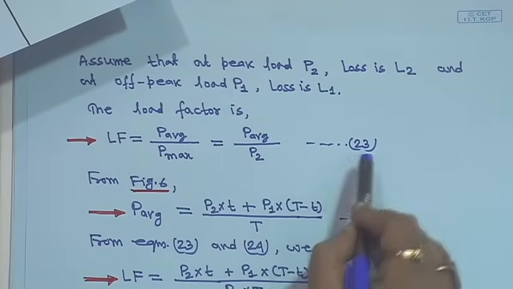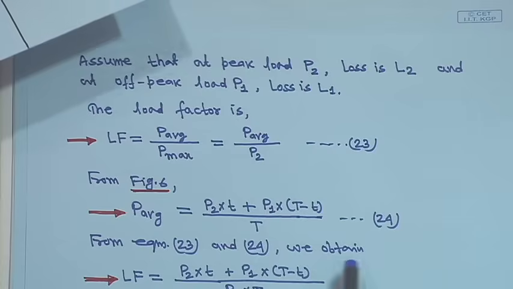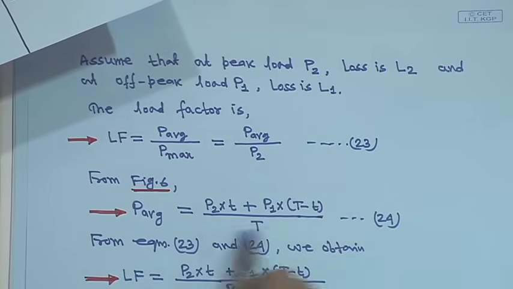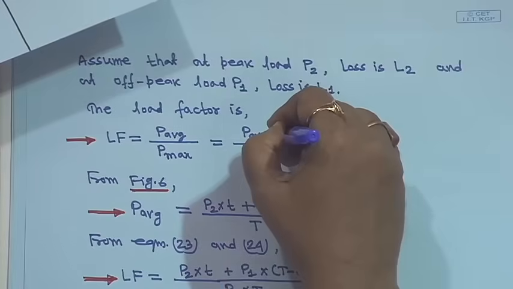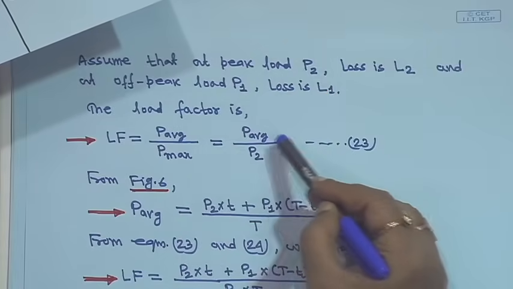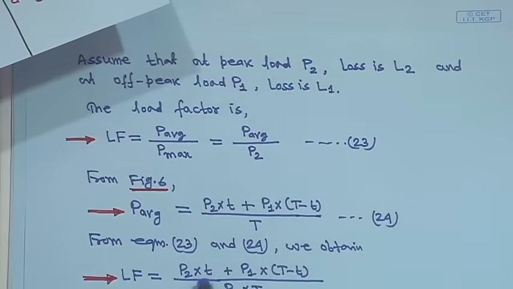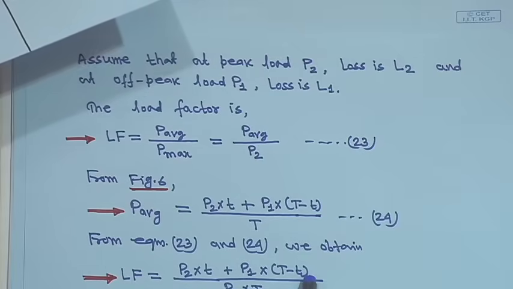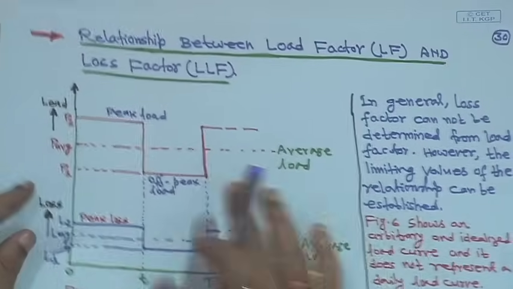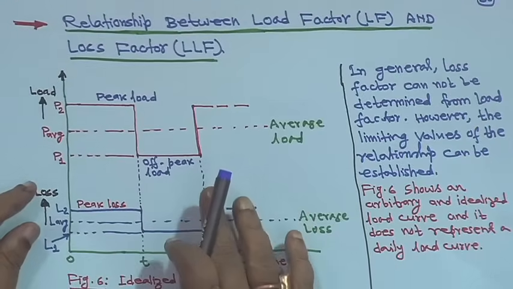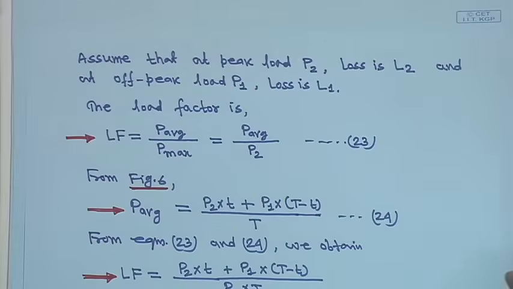Therefore, from equations 23 and 24 we obtain the load factor by substituting P average here. Load factor is equal to P2 into t plus P1 into capital T minus small t, divided by P2 into capital T. I hope this part is understandable to all of you.